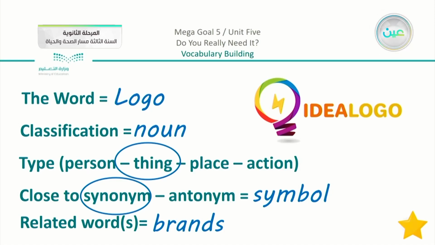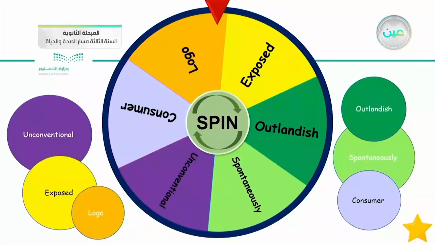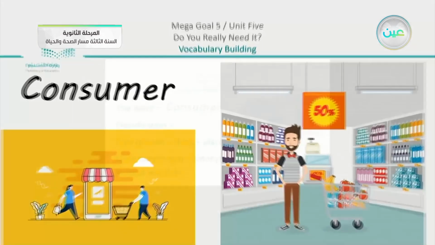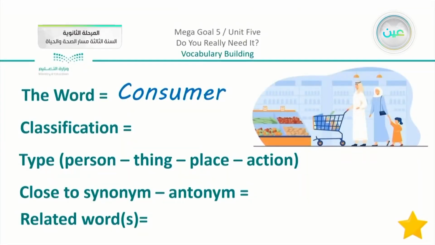Now going back to our last words, we have finished the part. We have unconventional, exposed, and logo. We have passed by outlandish, spontaneously, leaving us to our first word, which is consumer. Now this person is a consumer, and consumers can also be online. So we have here consumer. We can say, of course, that it is a noun. This is a consumer. Now, of course, it is used for a person.